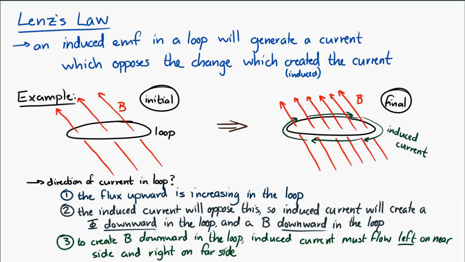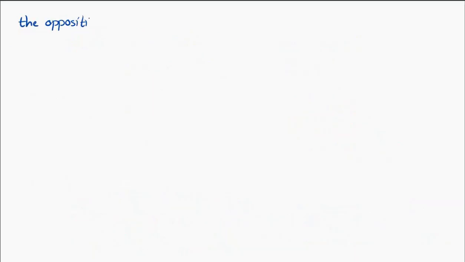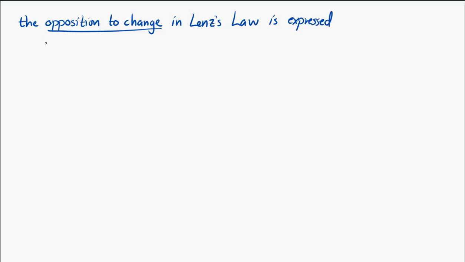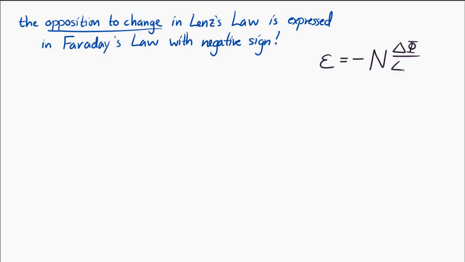Now, this idea that there's opposition to change in Lenz's law is expressed in Faraday's law with that negative sign that we saw. So when we expressed Faraday's law, the negative sign is there because of the opposition to change in Lenz's law.